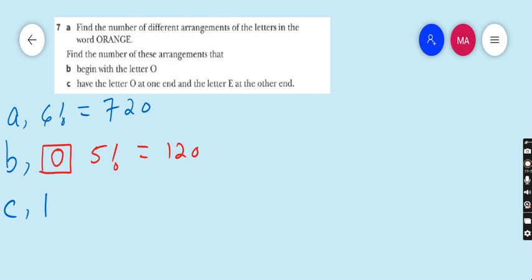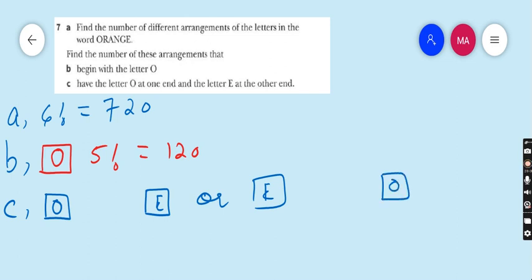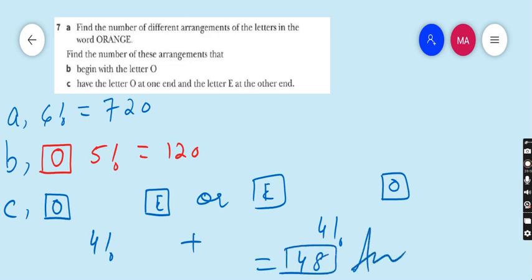So if we fix O in the first position and E in the last position, or E in first, O in the last position. So for this, O and E are fixed, so we have to write 4 factorial, and E and O are fixed, so we have to write 4 factorial. So 4 factorial plus 4 factorial is 48. You can check the answer from your book.